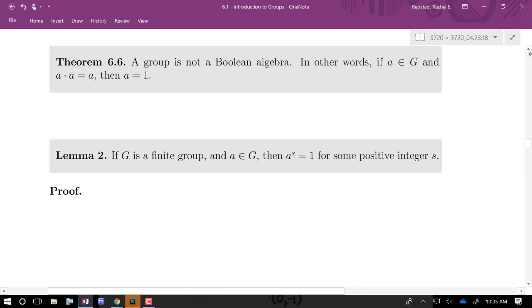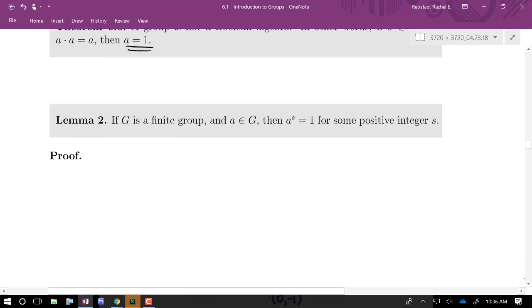A group is not a Boolean algebra. Remember, one of the big results in a Boolean algebra was the idempotent property that said A times A is equal to A, and it was also true for plus. With the Boolean algebra, we always had two operations. A group is not a Boolean algebra. If there is an element where A times A is equal to A, then that element is the identity. There's only one element that satisfies that. So a group is not a Boolean algebra.